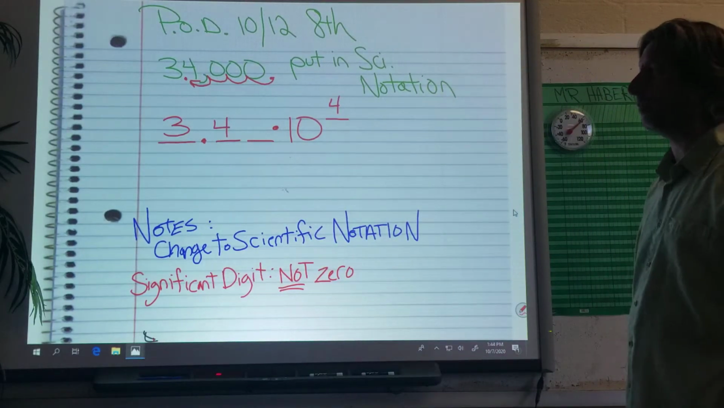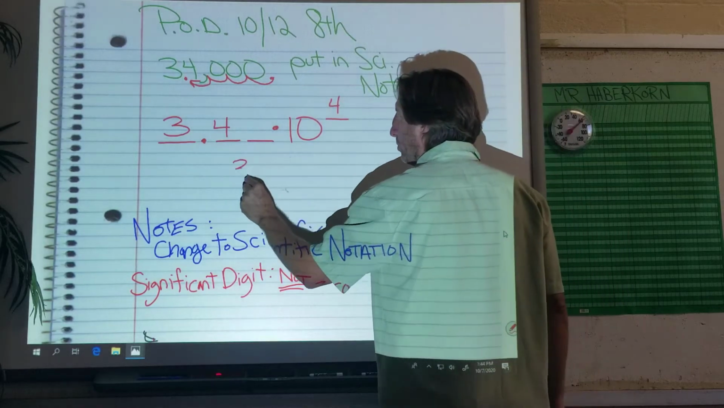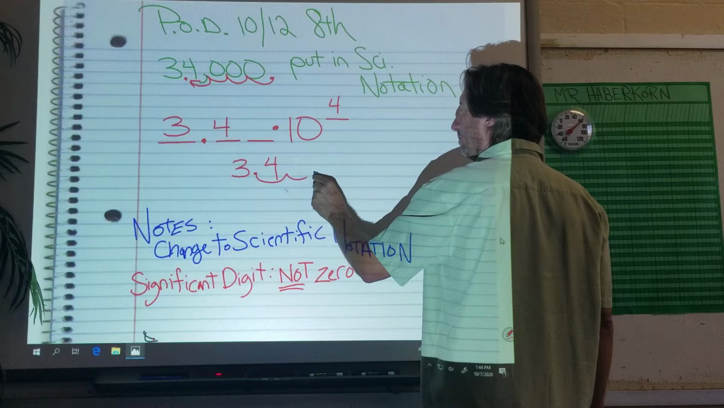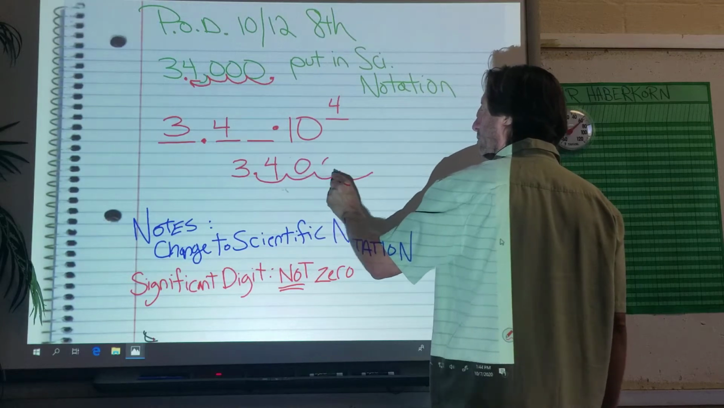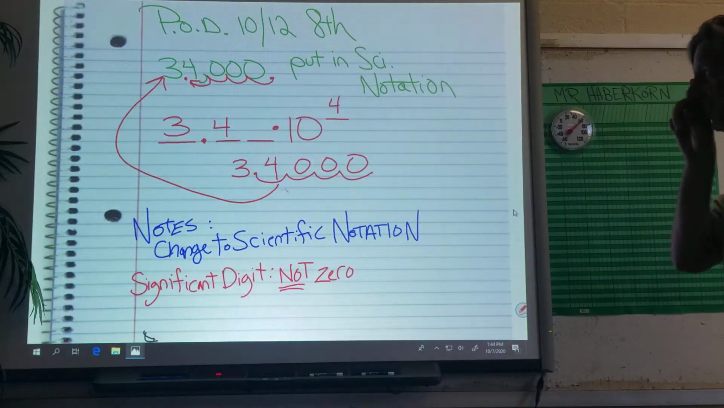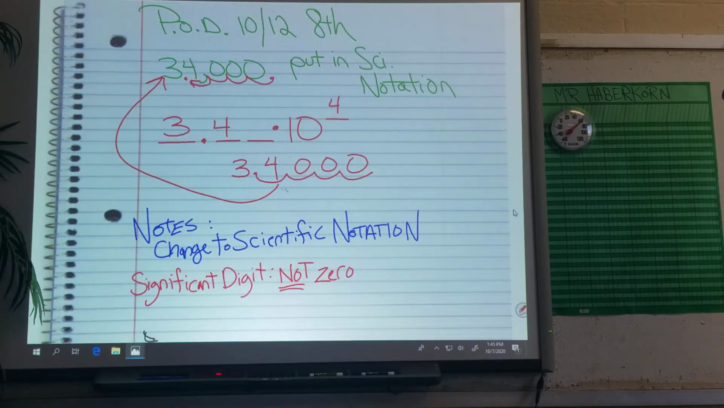Oh, there's a way to check it to make sure we're right. I just write 3.4. Move my point to the right 4 spaces. Put my zeros in. And see if we end up back to the same thing we started with. So we just do it backwards if you want to check it, just to make sure you are right.